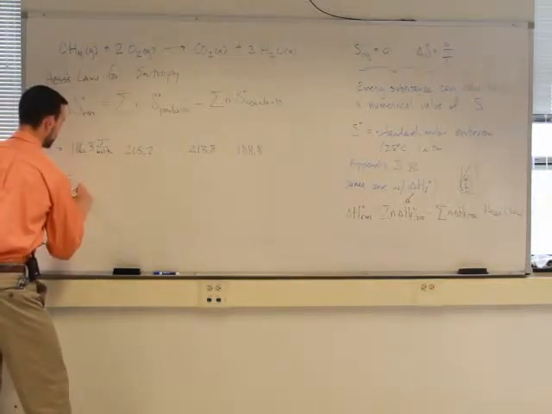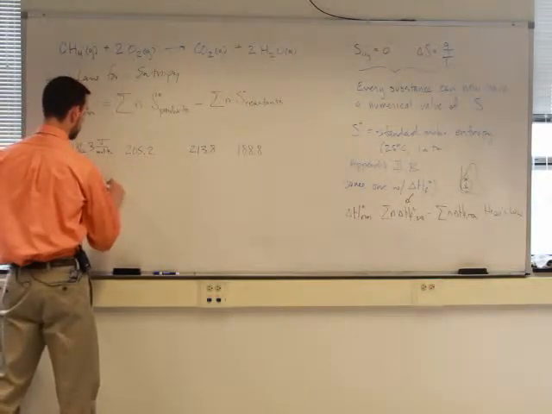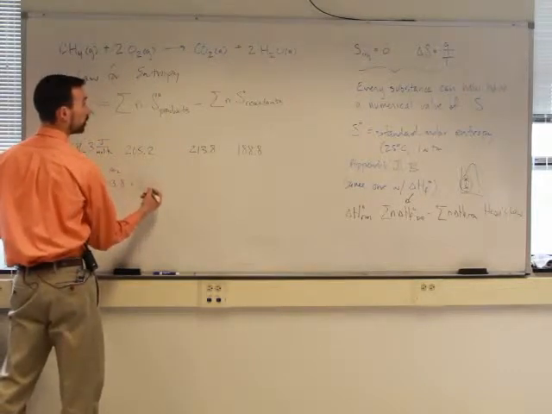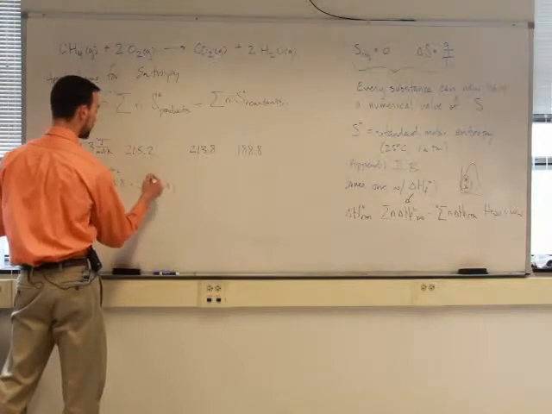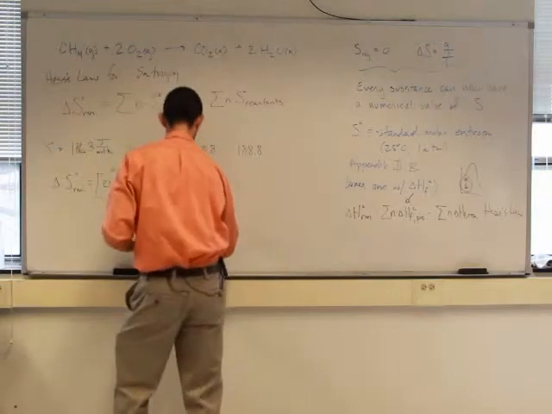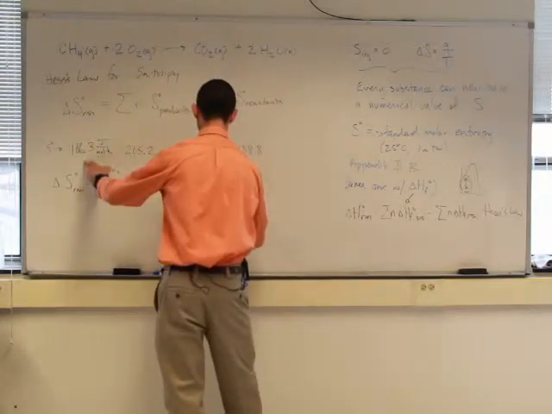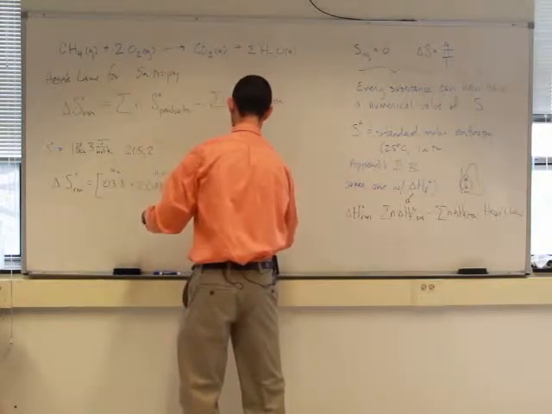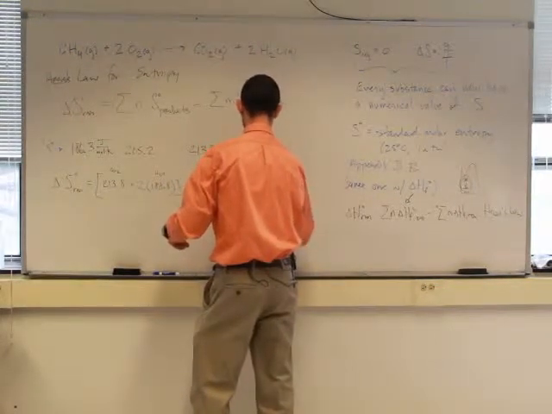So the entropy change of this reaction is the sum of my products, the 213.8 for CO2, plus 2 times 188.8 for water, minus the sum of my reactants, which are going to be 186.3 for methane, plus 2 times the 205.2 for oxygen.